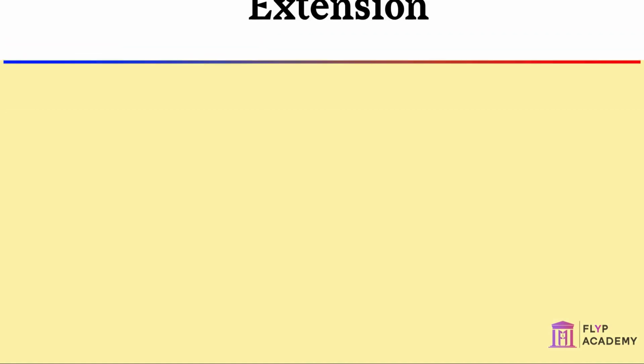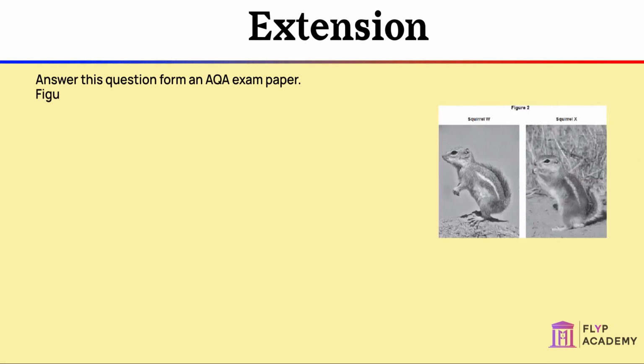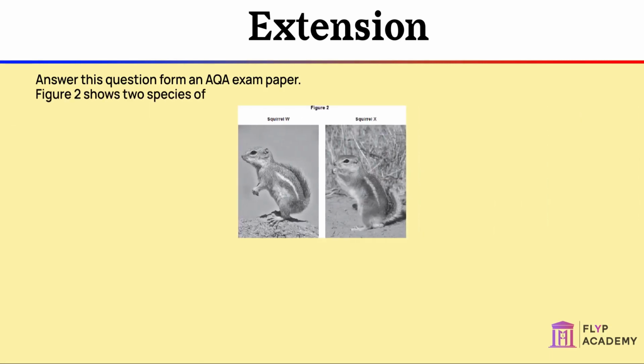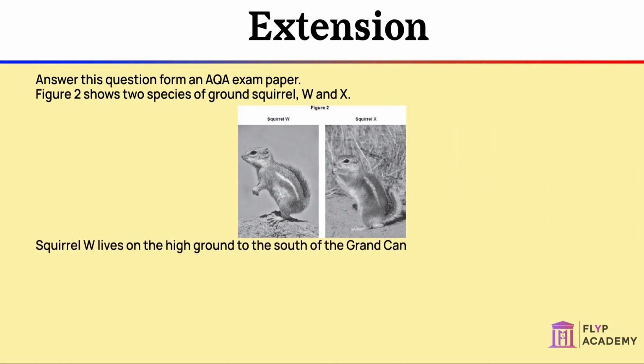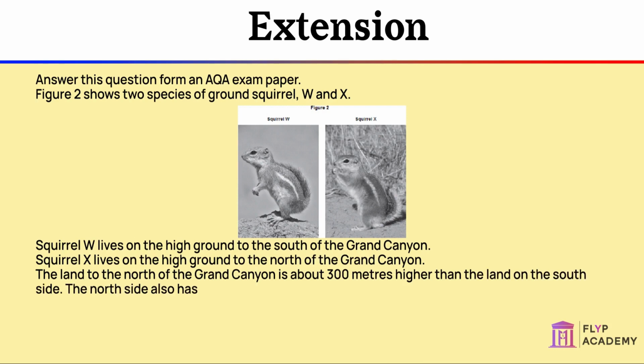Extension: answer this question from an AQA exam paper. Figure 2 shows two species of ground squirrel, W and X. Squirrel W lives on the high ground to the south of the Grand Canyon. Squirrel X lives on the high ground to the north of the Grand Canyon. The land to the north of the Grand Canyon is about 300 meters higher than the land on the south side. The north side also has lower winter temperatures and has more rain and snow than the south side.